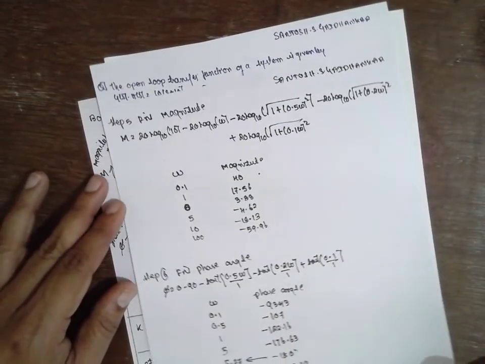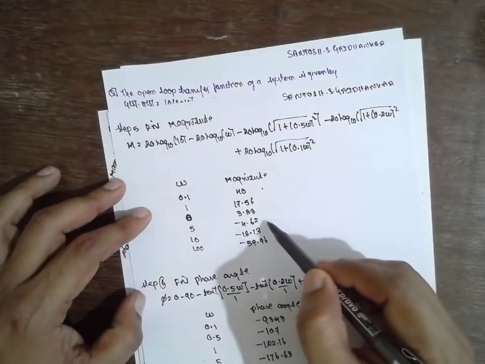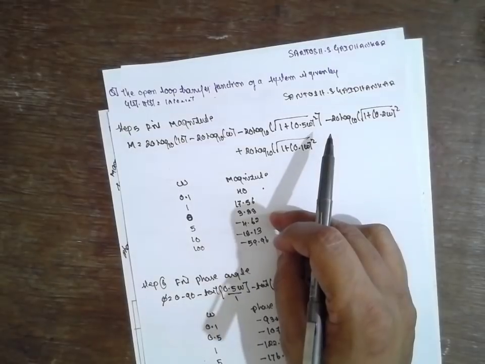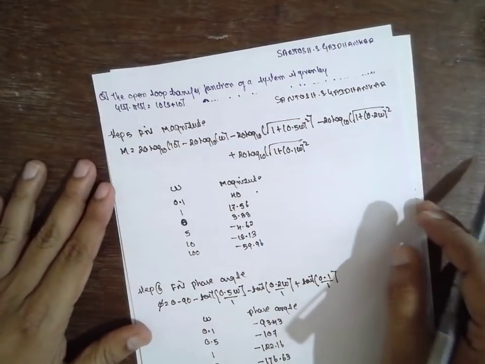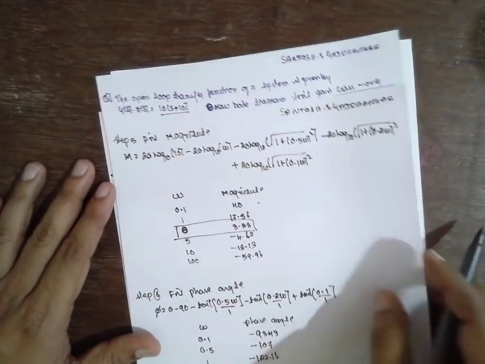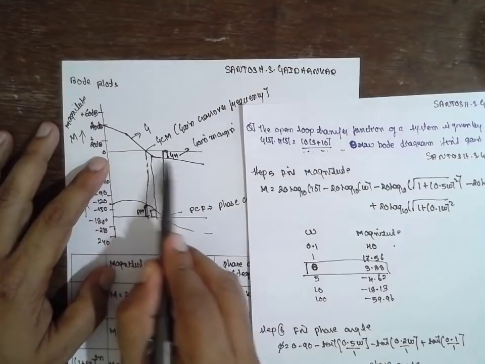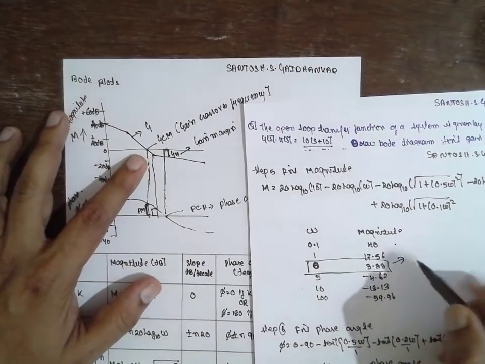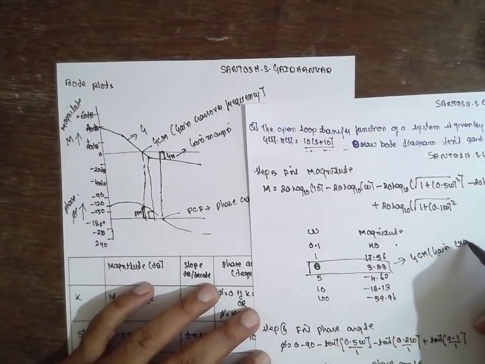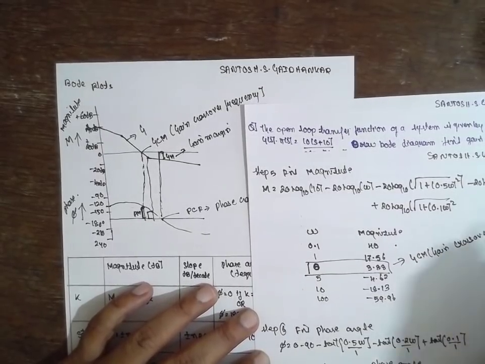So this is the magnitude. But you can find out directly the value of PM and GM. How to know the value of PM and GM? What is the value of this one? This is nothing but 0, it is crossing this line. This 0 line is crossing. This point we are calling the gain crossover frequency. This is the gain crossover frequency.